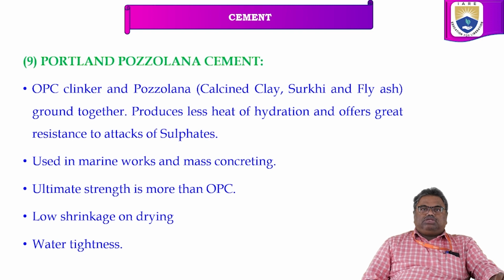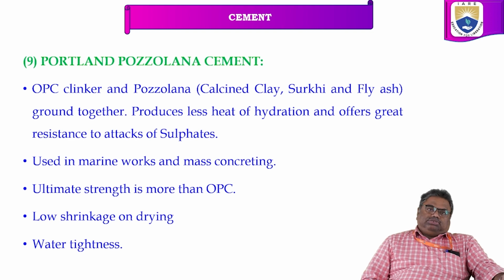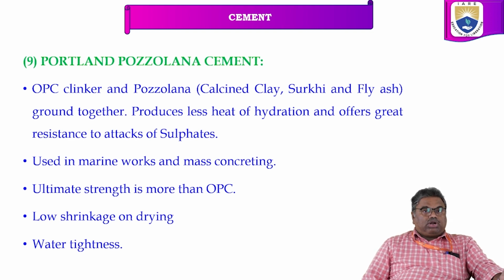So ultimate strength is more than OPC. The ultimate strength of this Portland Pozzolana cement will be more than ordinary Portland cement. It also has low shrinkage on drying, and water tightness. So we'll get very good water tightness, and it has low shrinkage on drying, right?